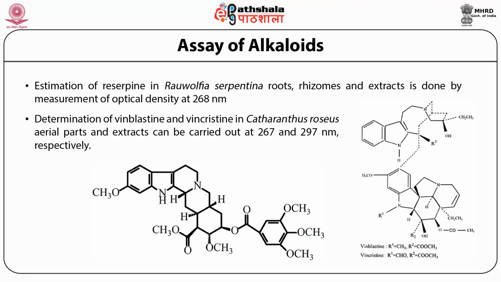Another determination is for very significant anti-tumor compounds, vincristine and vinblastine, that are found in periwinkle, called Catharanthus roseus. The aerial parts of this plant contain these alkaloids. So these alkaloids can also be determined by carrying out UV determinations at 267 and 297 nanometers.